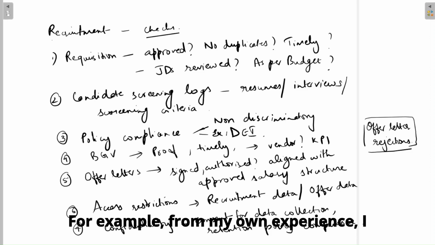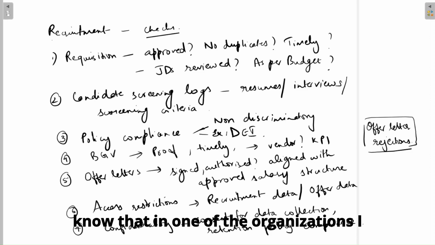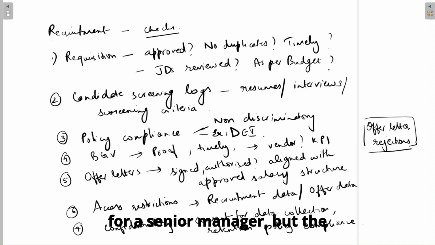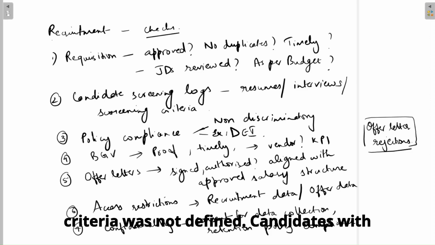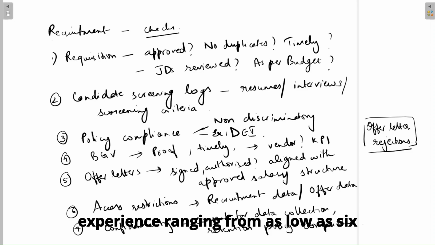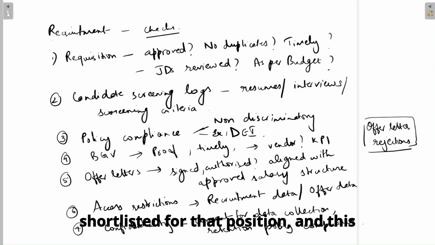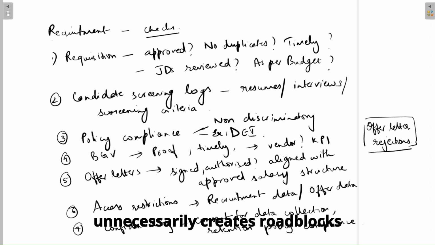For example, from my own experience, I know that in one of the organizations I worked in, there was an open vacancy for a senior manager, but the criteria was not defined. Candidates with experience ranging from as low as 6 years to as high as 18 years were being shortlisted for that position, and this unnecessarily creates roadblocks and confusion and delays in the recruitment process. So that is why it's important to have a well-defined screening criteria as well.